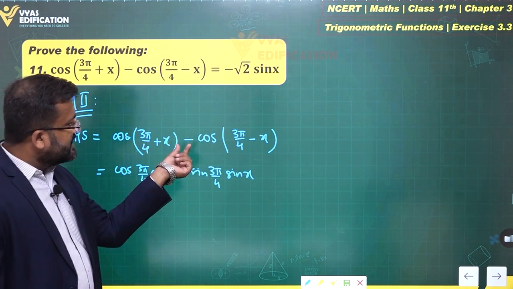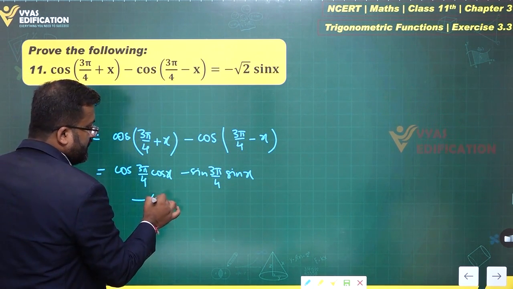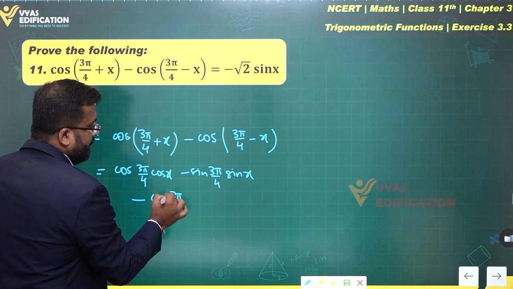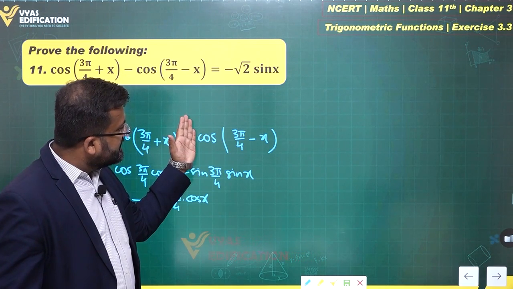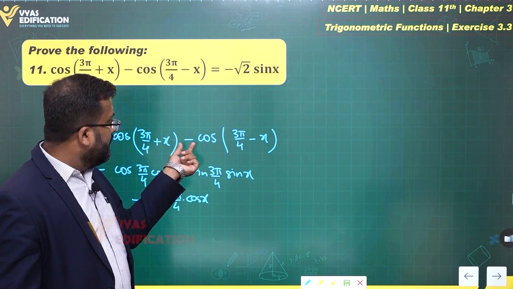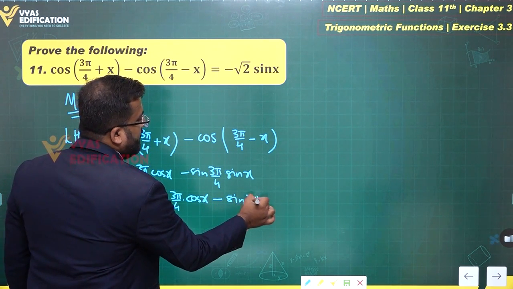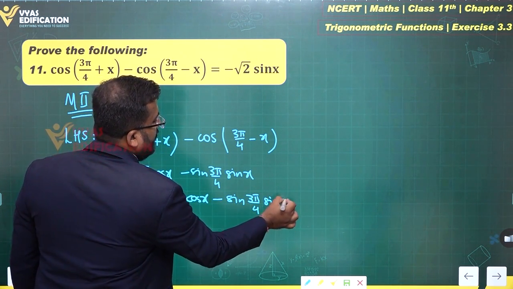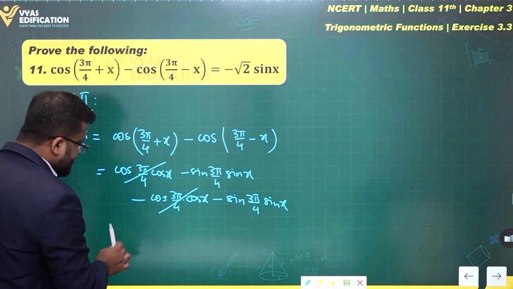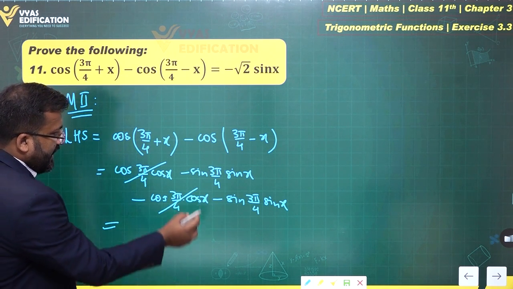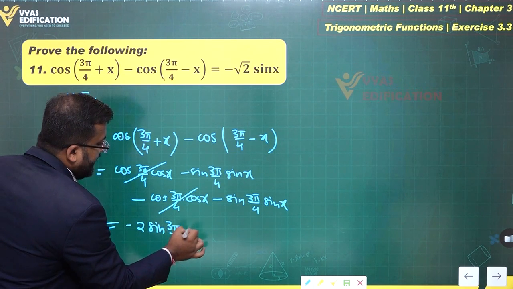What is this expression? This expression is minus this, right? So minus of what you have is cos a cos b, which is cos 3 pi by 4 times cos x, okay? And see this carefully, this is cos a cos b plus sin a sin b. You have a minus, so this becomes minus cos a cos b, and again minus of sin 3 pi by 4 sin x. This is what you get, right? Is that simple? Yeah. So these terms get cancelled, and these are similar terms, so it becomes minus 2 sin 3 pi by 4 times sin x.